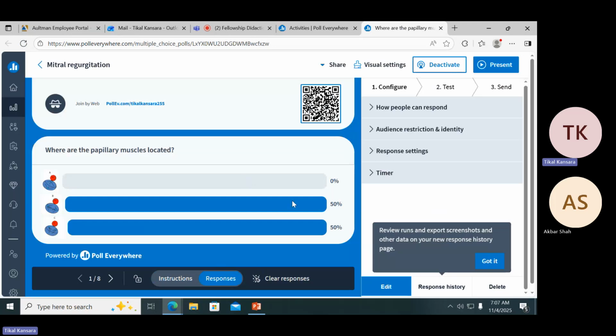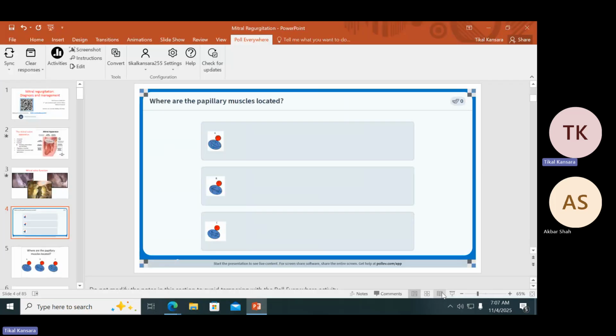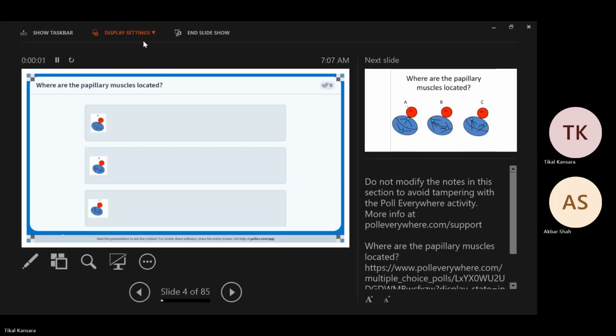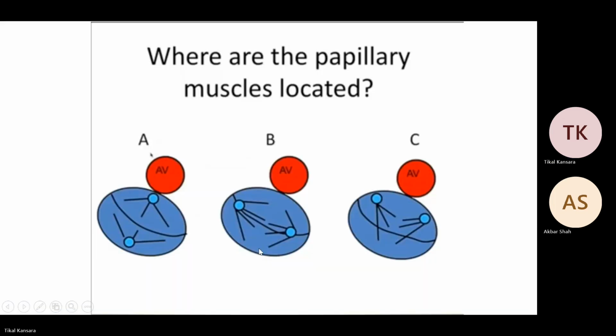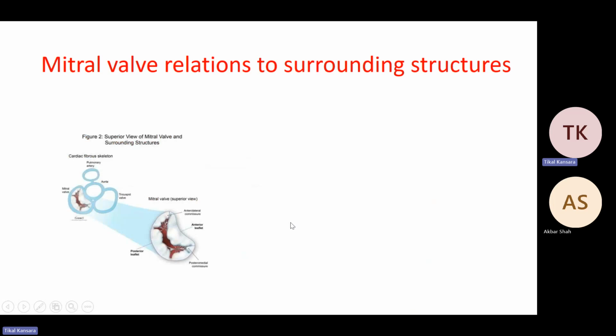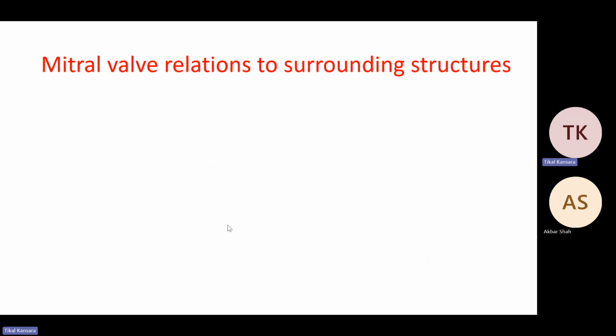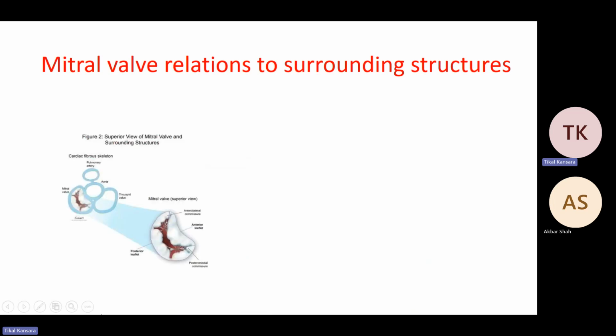All right, so 50% of you are saying that it is B and 50% of you are saying it is C. All right, so before I get to the answer to that question, let's just look at how it looks. What's the relation of the mitral valve with the surrounding structures?